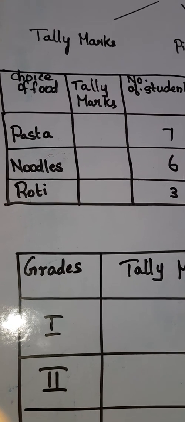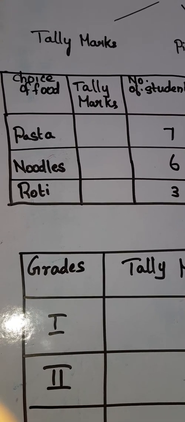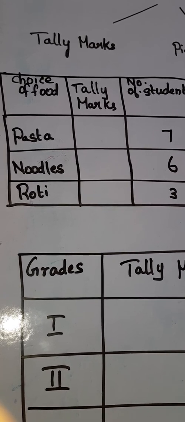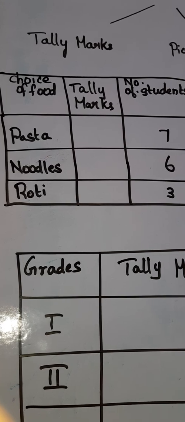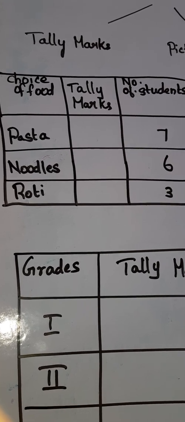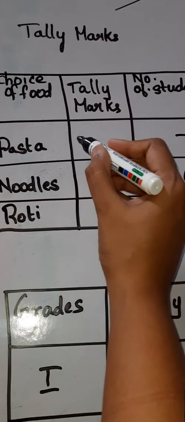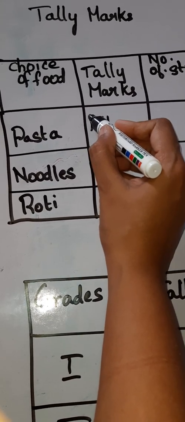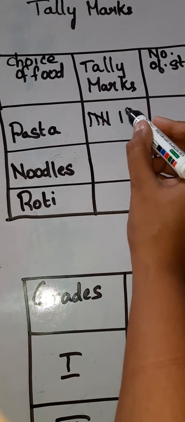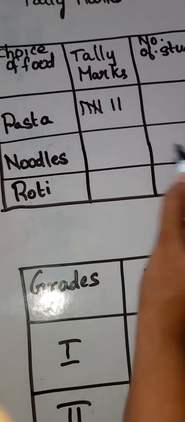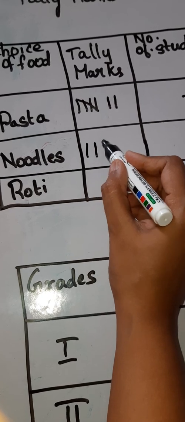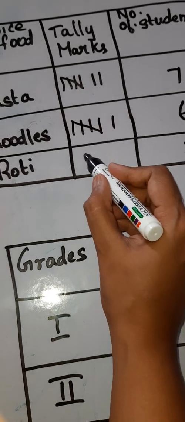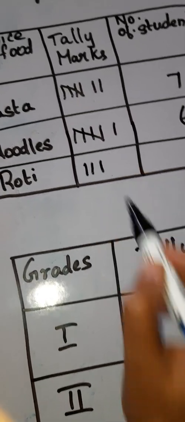Here it's been mentioned already, pasta, the choice of food based on the students. Let's assume that if the pasta count is 7 students, we can make the tally marks this way: 1, 2, 3, 4, 5 would be a strike, then 5, 6, 7. And if it's 6 for noodles, 1, 2, 3, 4, 5, 6. And 3 for roti, 1, 2, 3. So this is the way.